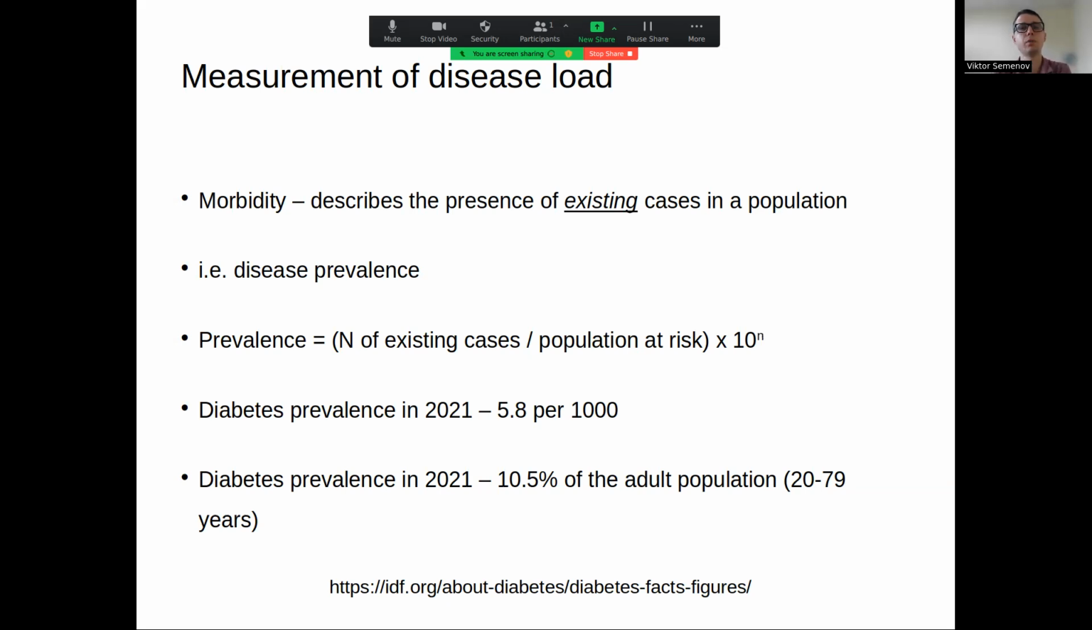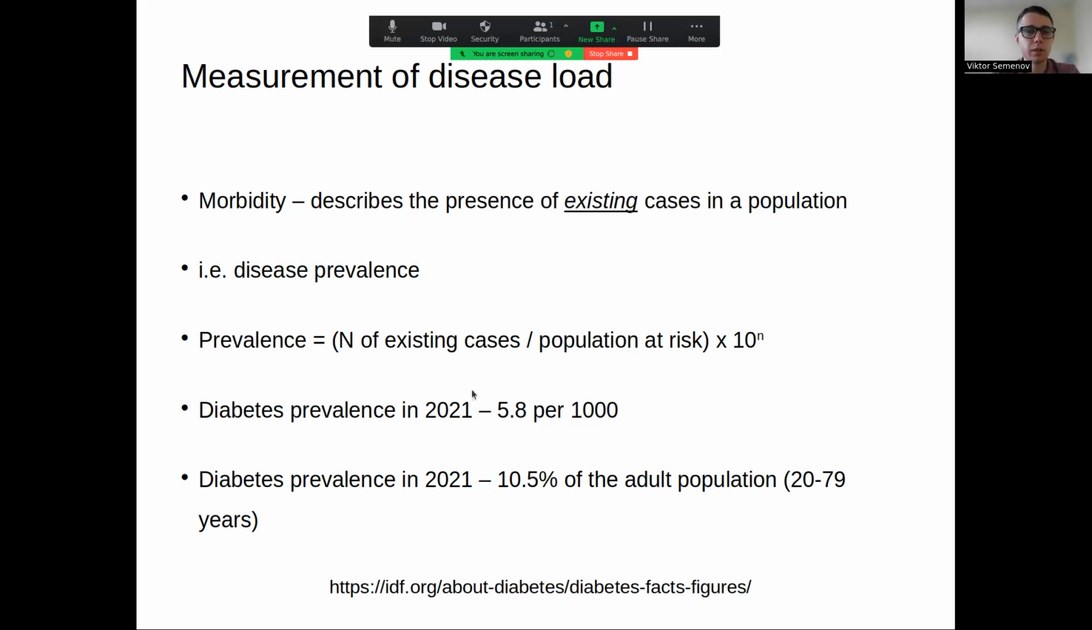For example, how many people there are per 10,000 of population or 100,000 of population, etc. It depends on which scale you are using to compare the numbers. So let's say if we take the official information about diabetes from the World Diabetes Atlas, you will see that it is around 5.8 people per 1,000 population. So almost 6 people per each 1,000 of population worldwide suffer from diabetes, unfortunately.